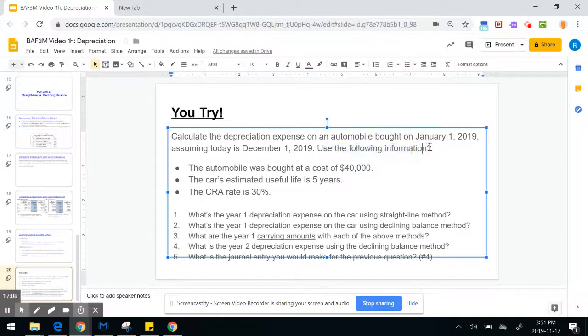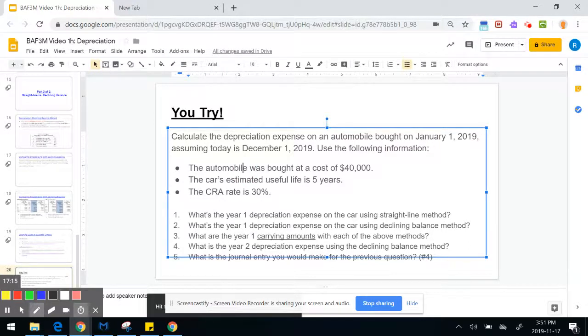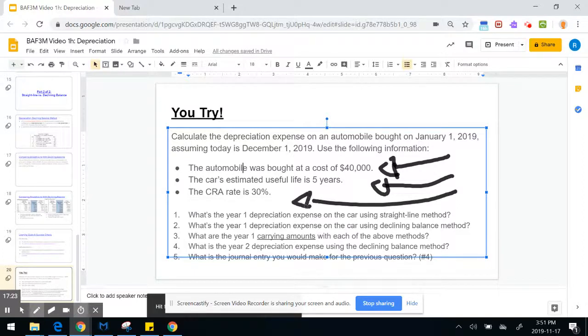Okay, so use the following information. The automobile was bought at a cost of $40,000. Estimated useful life, 5 years. I haven't given you a salvage value here. I probably should have, but that's okay. You can still do it. This will be easier. And if you are using declining balance, the Canada Revenue Agency gives you a rate of 30% for this automobile. All right. So go through 1 through 5, pretty straightforward.